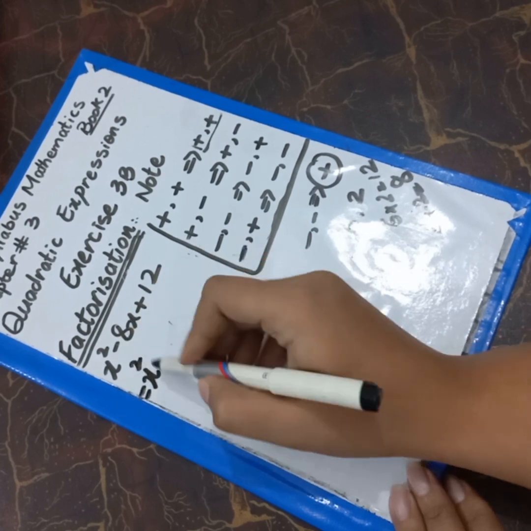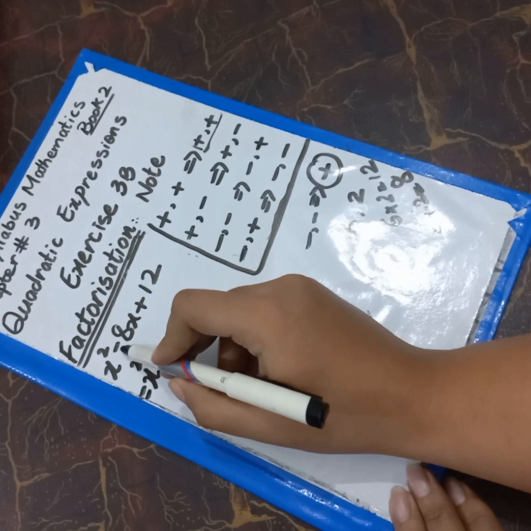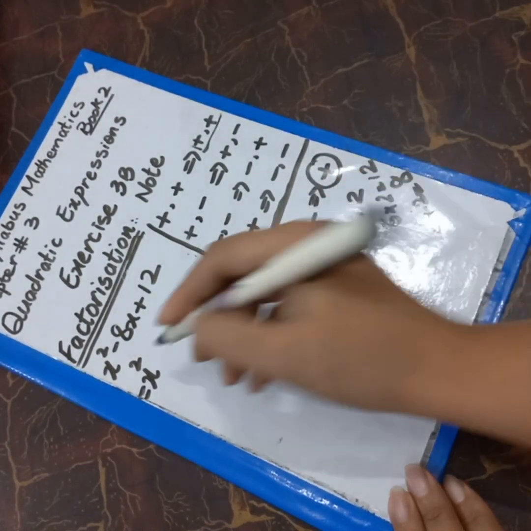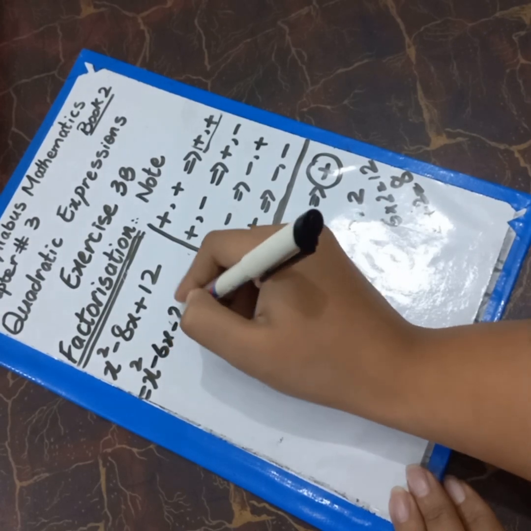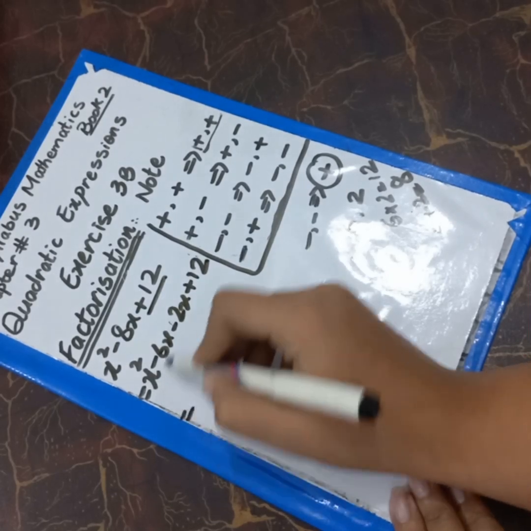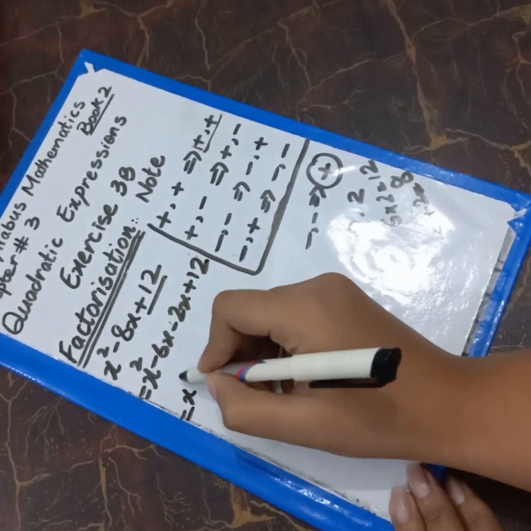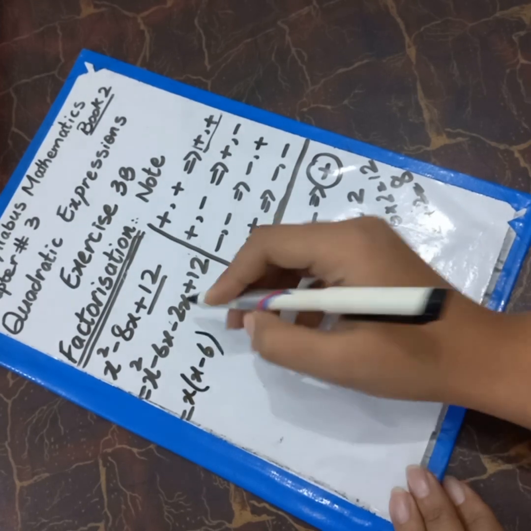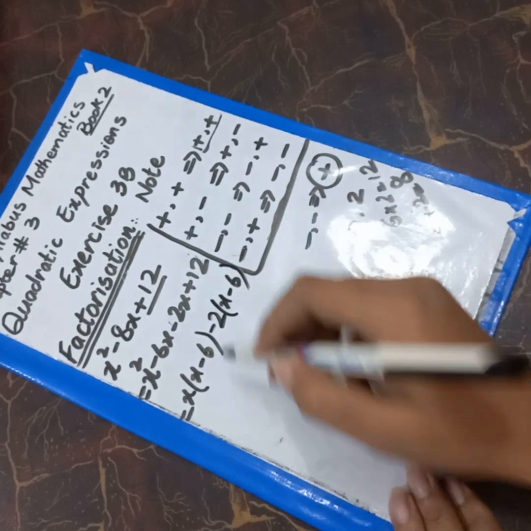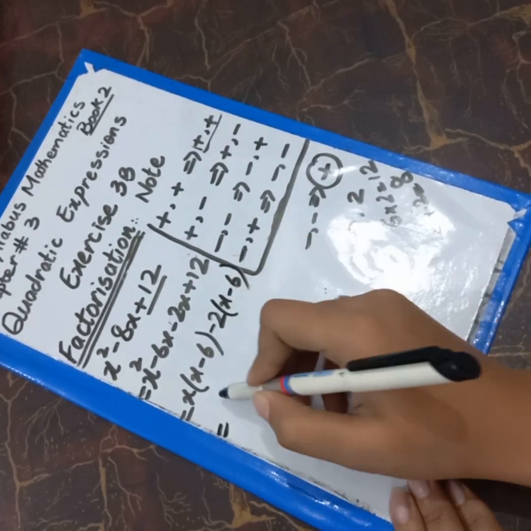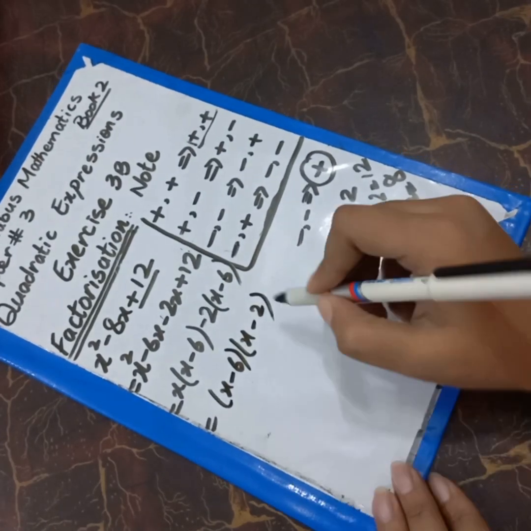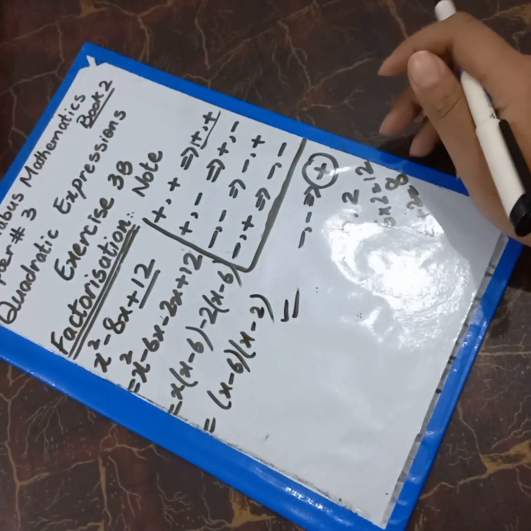X square as it is. So due to minus plus being given in the question, I will take minus minus with this pair. So minus 6x and minus 2x and plus 12 will come down as it is. And then taking common from these two, x common, x minus 6. From these two, 2 is a common multiple, minus 2, x minus 6. If these are same, then write them once, and x minus 2. Here it is. I hope you understood this point.